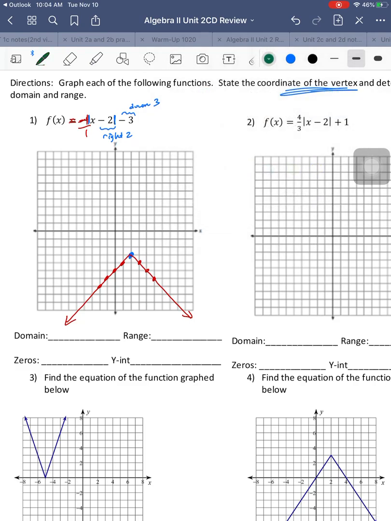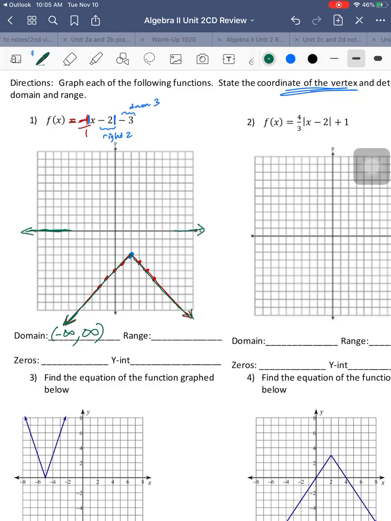Now domain, let's think about domain. Domain is the x values of the graph. How far left will the graph go? Well, it's going to keep going left forever, and left forever on the x-axis is negative infinity. So the domain starts at negative infinity. And as it's going to the right, how far right will it go? It'll continue to the right forever. Right forever on the x-axis, because domain is x values, is positive infinity.